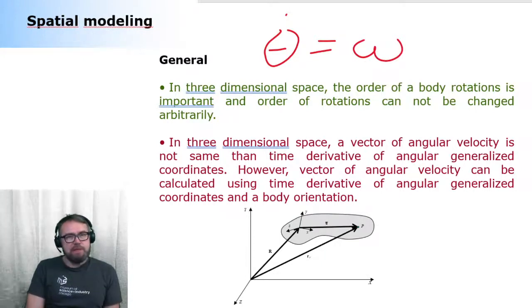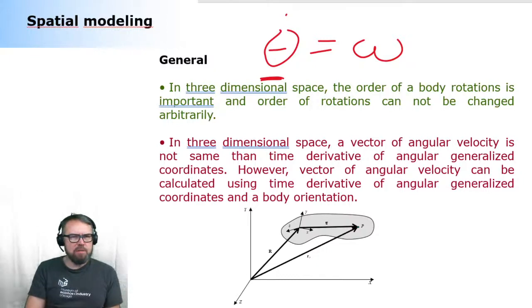Yes, it is. That's the case in the planar case. But in a three-dimensional space, this one here is a vector, a vector that consists of 3 or 4 parameters. 3 parameters if we're selecting to use 3 rotational parameters like Euler angles, 4 parameters if we're going to use something that is not suffering from singularity. So this is a vector, not a scalar component.